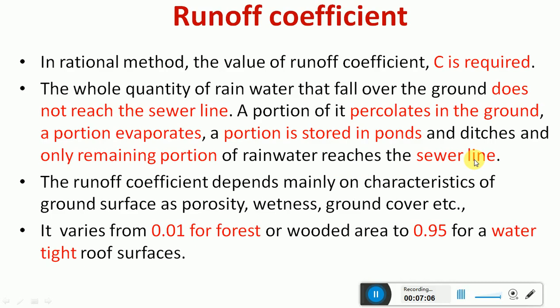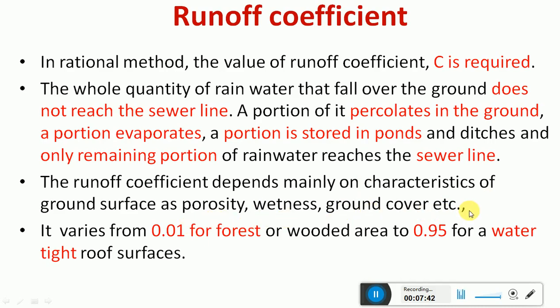If you take a city or a place wherever the rainfall occurs, you will see different parameters. You may have open ground, hard surfaces, plain land, or a steep portion, or some storage reservoirs like ponds and small ditches wherein some amount of water gets stored, and the other part which overflows onto the land will reach the sewer lines.